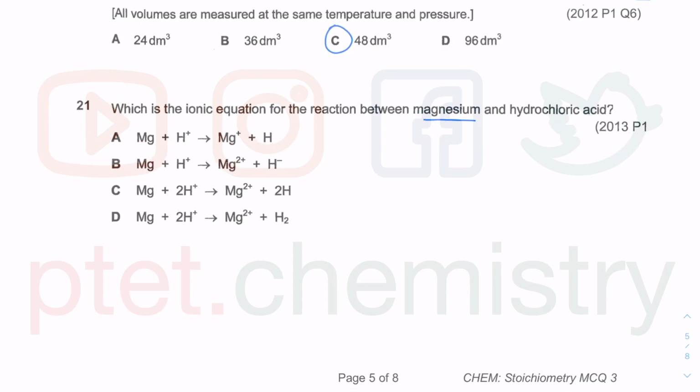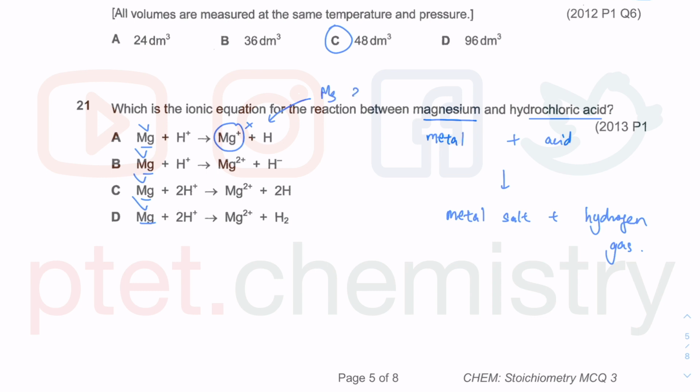Next one, this is a metal and acid reaction. So you will get metal salt and you will get hydrogen gas. So this is a very, very standard equation that you must know. So you start from magnesium, so there's no problem. And you have acid, and you will not get Mg+ because magnesium has 2,8,2 electronic configuration. What will happen is it will lose the 2 outer shell electrons, or 2 valence electrons, in order to achieve a full outer shell, and therefore get a 2+ charged cation. So Mg+ there is wrong, A is wrong.